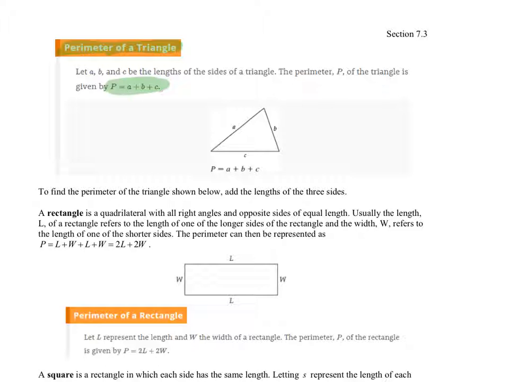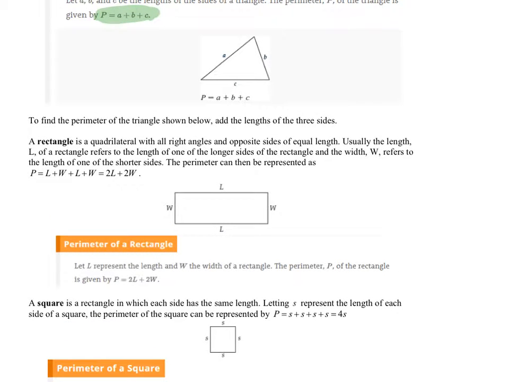And that's what it says. It says to find the perimeter of a triangle shown below, add the length of the 3 sides. What's a rectangle? Well, we know what a rectangle is. It's a quadrilateral with right angles, opposite sides are parallel, opposite sides are equal. Why do we care about that?